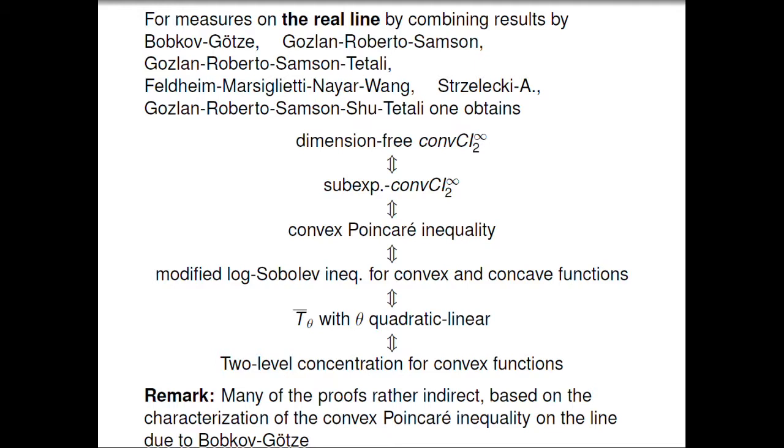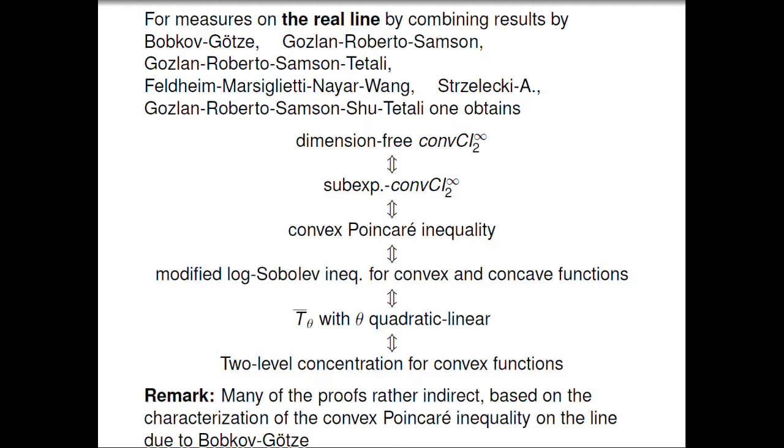So this is on the real line, and in fact, I put here all the relevant papers, but you don't need all of them to close the cycle of implications. In fact, you need the paper by Bobkov-Götze and all the papers by Natalia Gozlan and co-authors. Because in some other papers, some other implications, like jumping above this line of implications, were proved. And this is on the real line, and the thing is that it is indeed a real line argument.